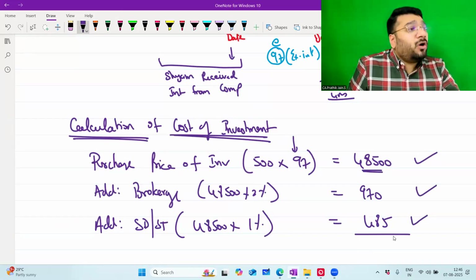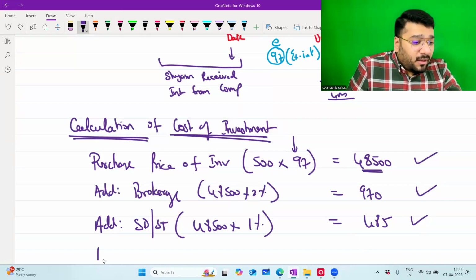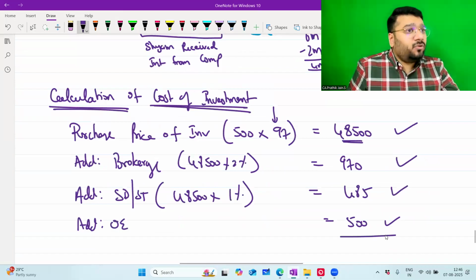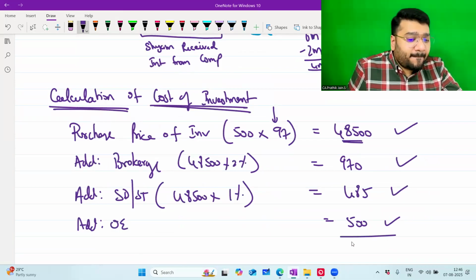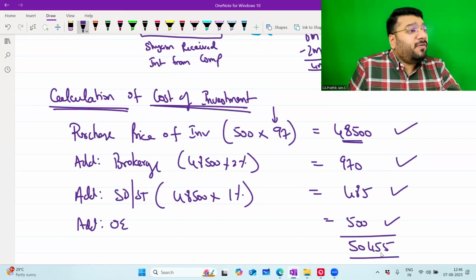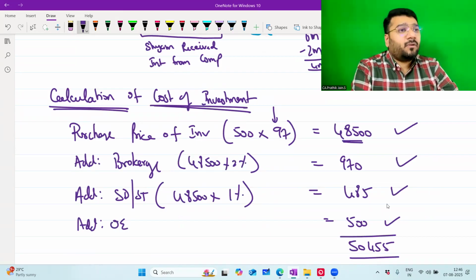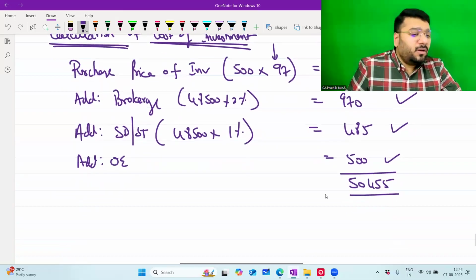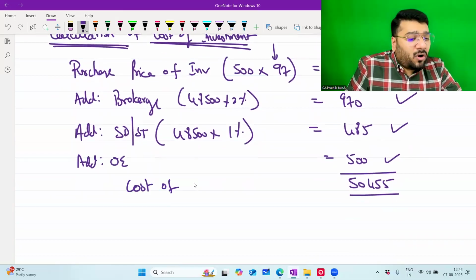In total, how much money is going out of your bank account? Are there other expenses? Okay, add other expenses, 500. This you will pay to the party to whom you are making the payment. Who is incurring the expenses? 50,000? 955 or 455? 455. Same, no? Okay. Now, this is called the cost of investment.